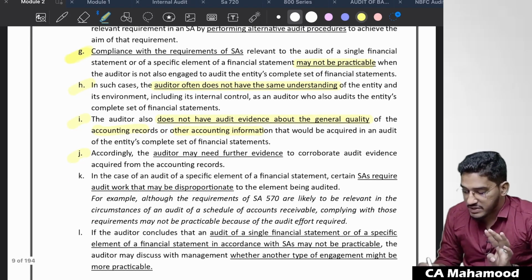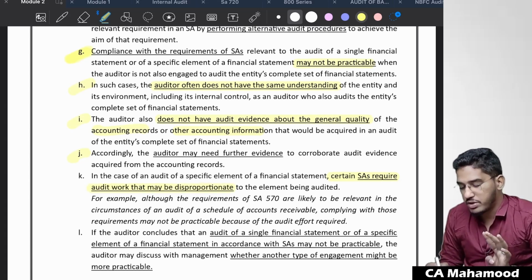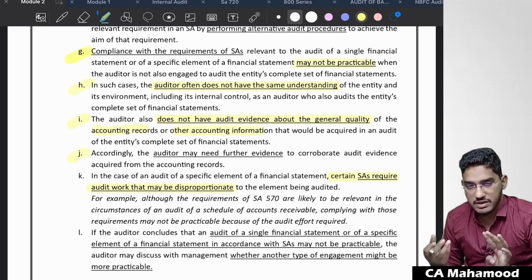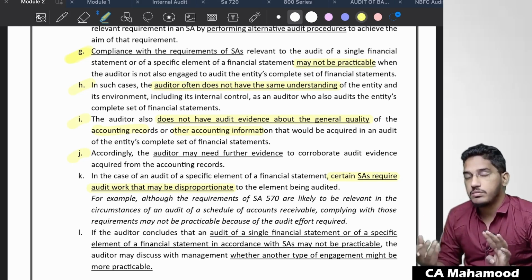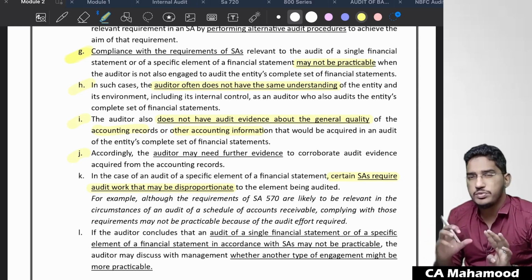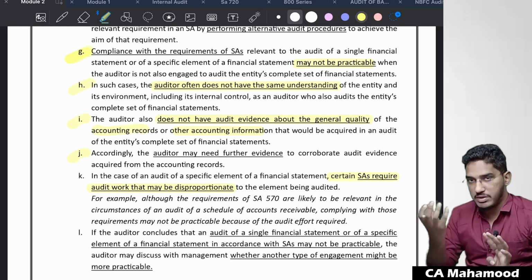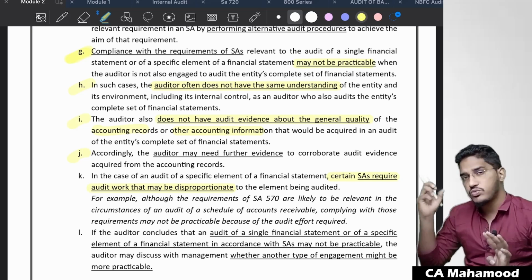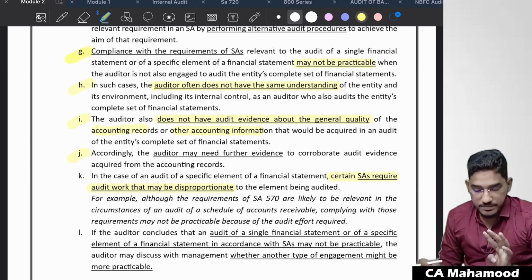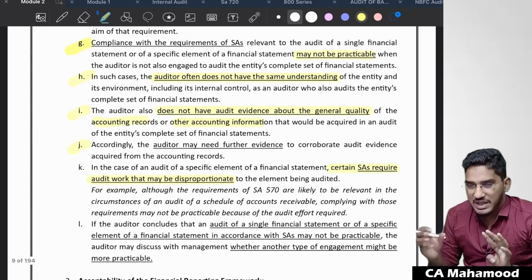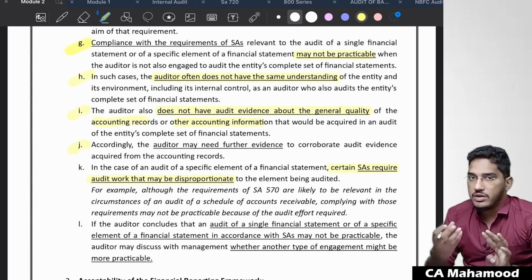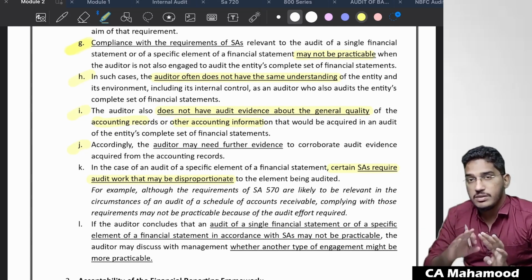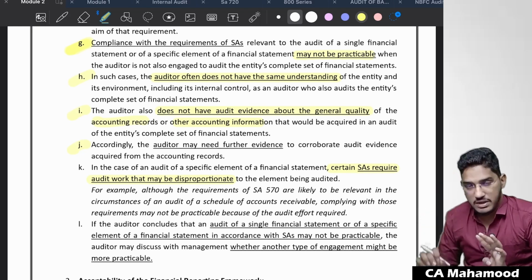In the case of an audit of a specific element of a financial statement, certain SAs require audit work that may be disproportionate to the element being audited. As I gave you an example, in some circumstances you are required to do more work and more effort than required. You might be required to do disproportionate work for the assignment you have accepted and the fees you are receiving, even if it is a single item of the financial statement. So these are the circumstances where it will be impracticable for the auditor to conduct an audit of a single financial statement if you are not the same person who is conducting the audit of the complete financial statements.